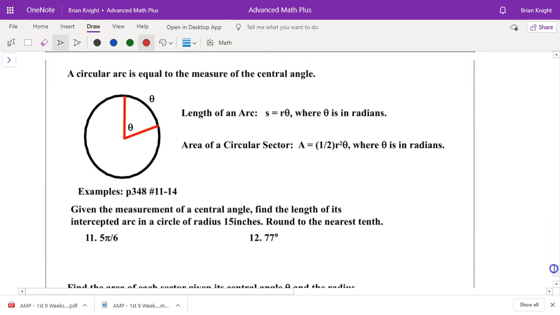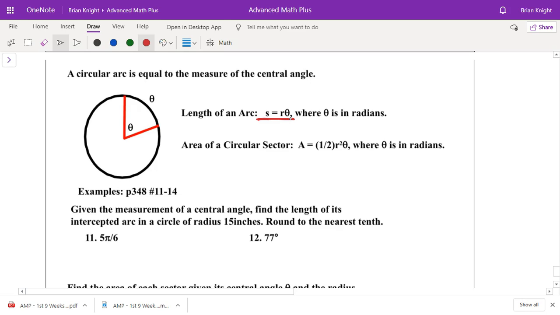Last few. We're doing area and length of an arc. I briefly explained this before we started videoing. The length of an arc, the formula is S equals R theta. Theta has to be in radians. I'll say that again. To use either one of these formulas, theta has to be in radians, okay? R is the radius. Theta has to be in radians, okay?